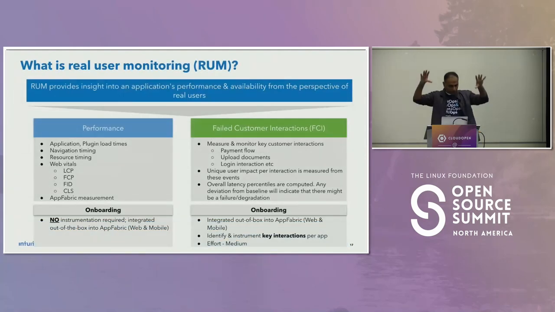If you think about real user monitoring, there are two major components. One is the performance component, which relies on the Google Web Vitals. We standardized around Google Web Vitals to look at the performance of the application. But there is this other concept called failed customer interaction. What does that mean? A failed customer interaction is a unit of work that the application is trying to perform. For example, a payment flow, uploading a document, or a login interaction. That's a particular functionality that the user is trying to accomplish with our application.